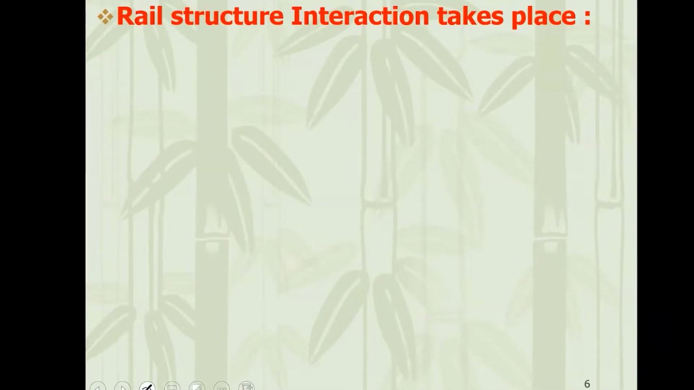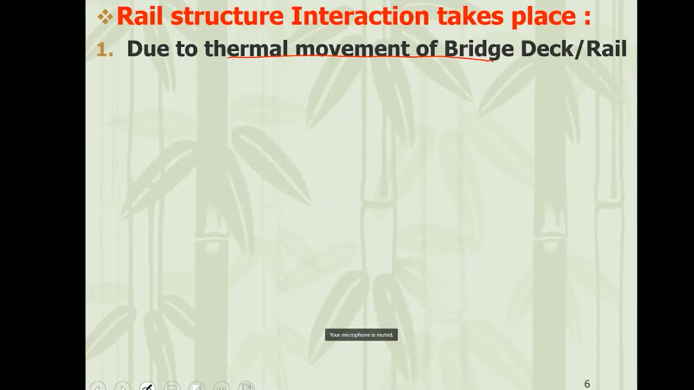So now rail structure interaction takes place due to thermal movement of bridge deck and rail, right? Now your bridge deck is made of either steel or concrete or steel concrete composite, right? And rail is made of basically steel. So these materials, when they are subjected to change in temperature, they will undergo linear expansion or contraction. Your bridge deck will try to expand when temperature goes up. Similarly, your track also will try to expand when the temperature goes up.